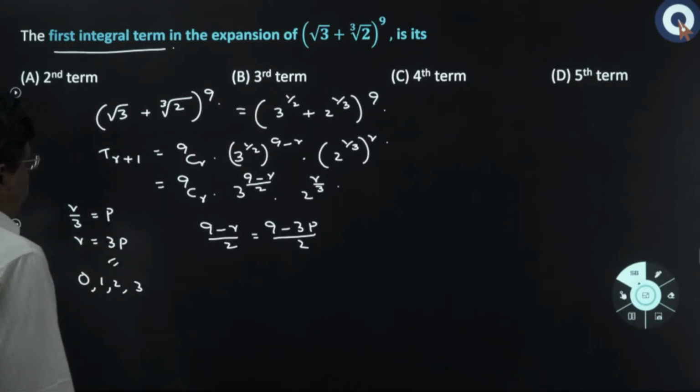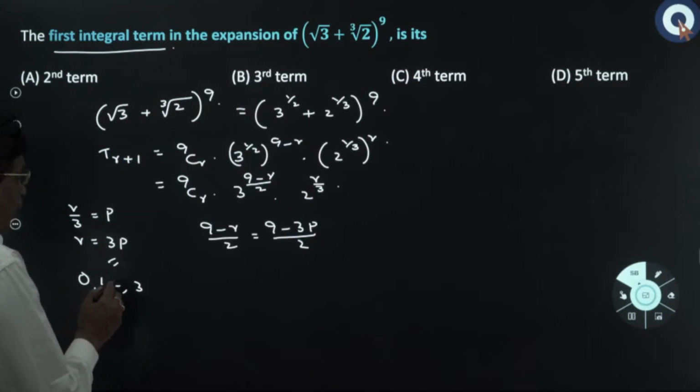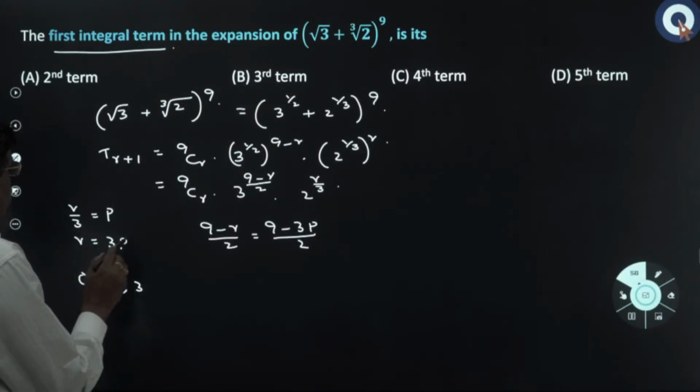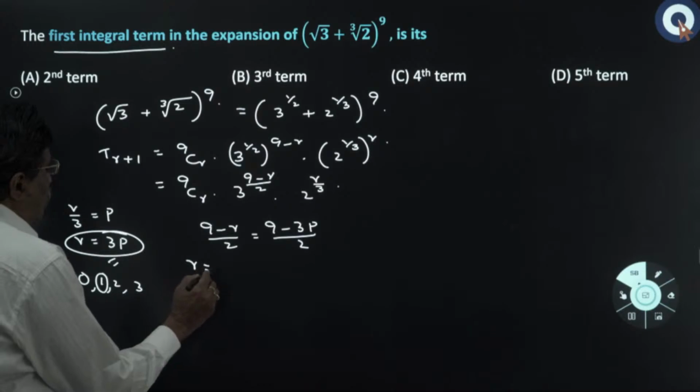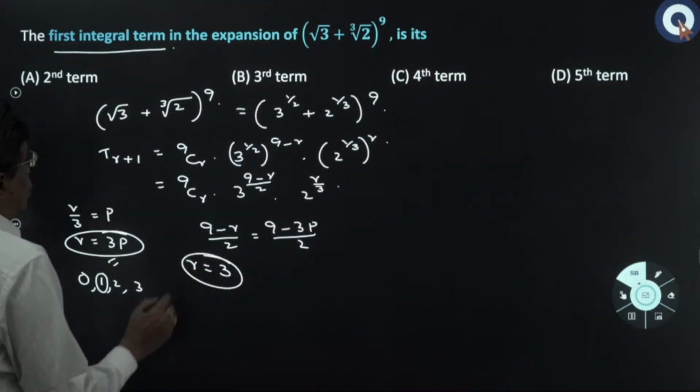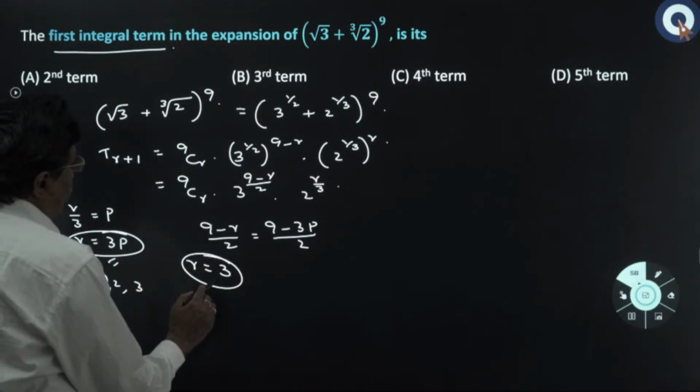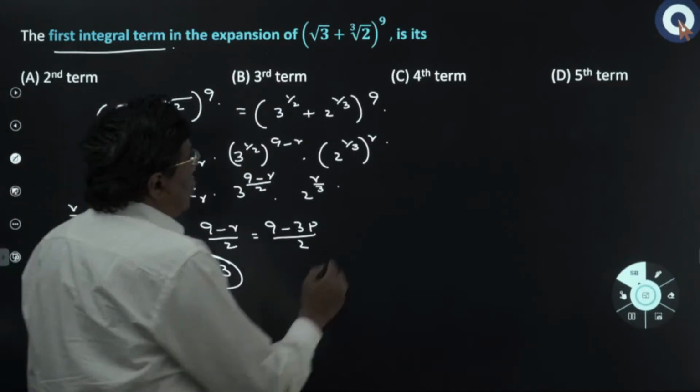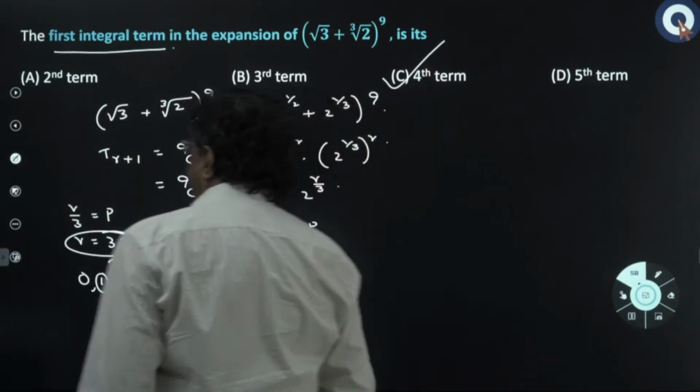So the first integral term will be for p = 1, for which r = 3p, or r = 3. That means r = 3 gives the fourth term. So option C comes correct.